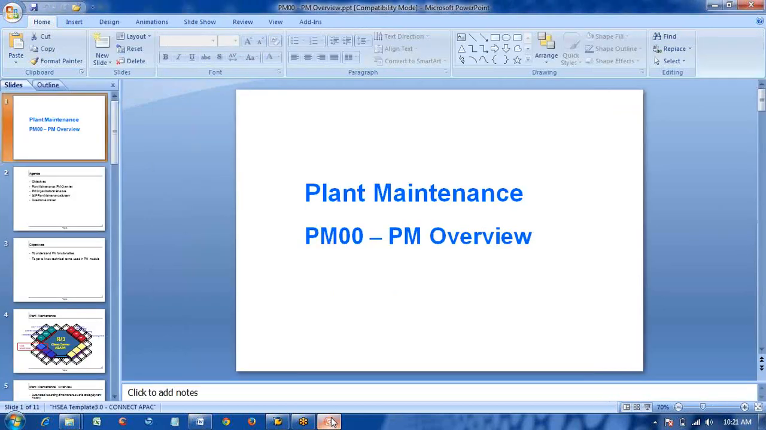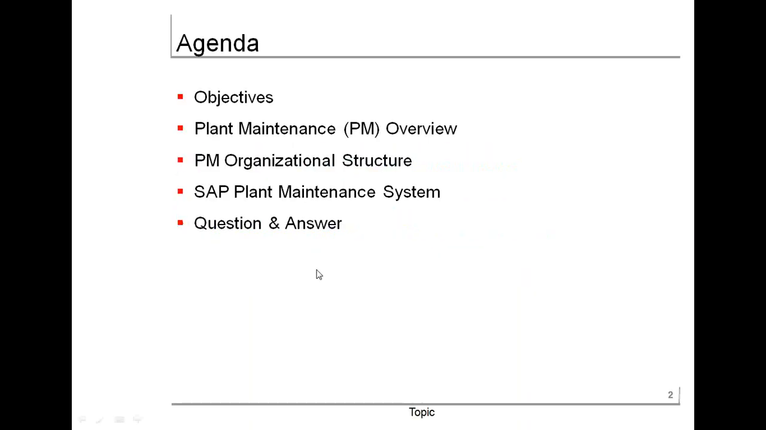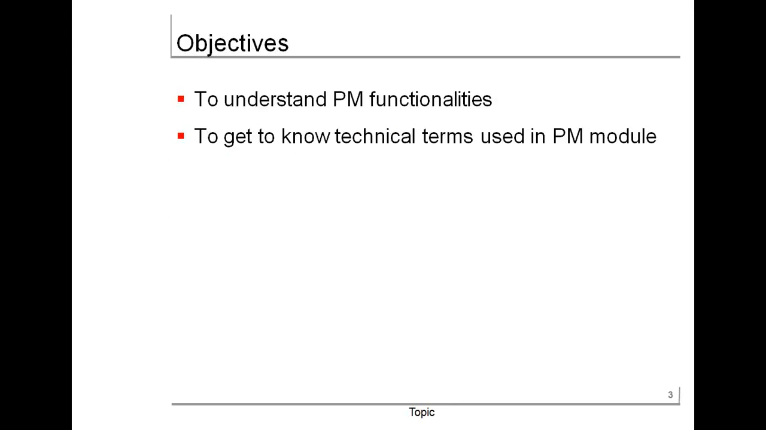Now let me tell you the overview of plant maintenance. What do we mean by plant maintenance and what is available in plant maintenance? The agenda is objectives, plant maintenance overview, PM organizational structure, and the SAP plant maintenance system. These are the basic agenda items we are going to see now.